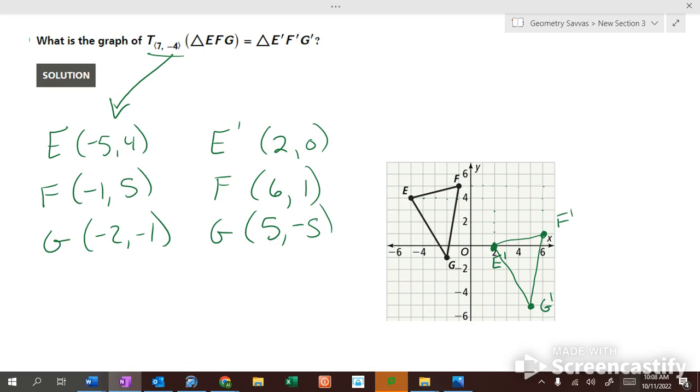Okay? So you just take what you're doing to it, and you can add or subtract them to the ordered pairs to get them, or you can just count on the graph to get them. Okay?